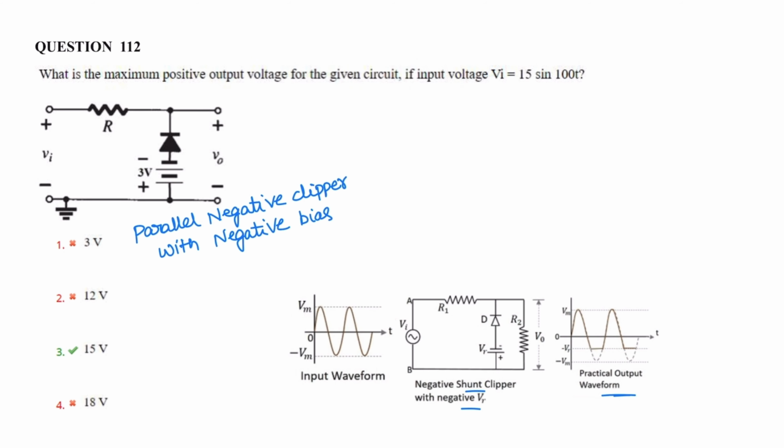Now the maximum output is Vm. Here Vm is 15, and Vi is equal to Vm sine omega t. So the positive peak is Vm and the negative peak is V gamma, that is 3 volts. So 15 volts and 3 volts. Minimum voltage is 3 and maximum voltage is 15. So option 1 represents minimum voltage and option 3 represents maximum voltage.